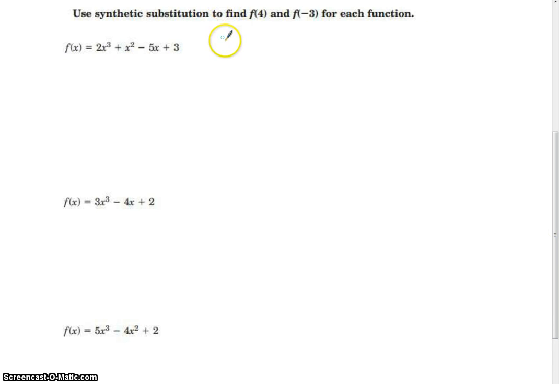All right, so now we're going to find f of 4 and f of -3. Always check for skips. There are none. So we're going to start with 4, and we'll have 2, 1, -5, and 3. Make sure when there's not a coefficient that you use 1.